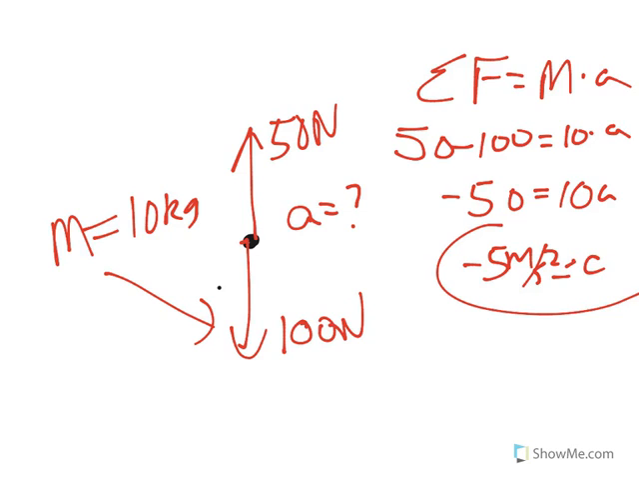Now, that's good because that means the object's going down, which it is, obviously, if you've got 100 newtons going down but only 50 newtons going up. And so this works out well. Alright? This is how you do free body diagrams and Newton's second law in one go. Alright? Good luck.